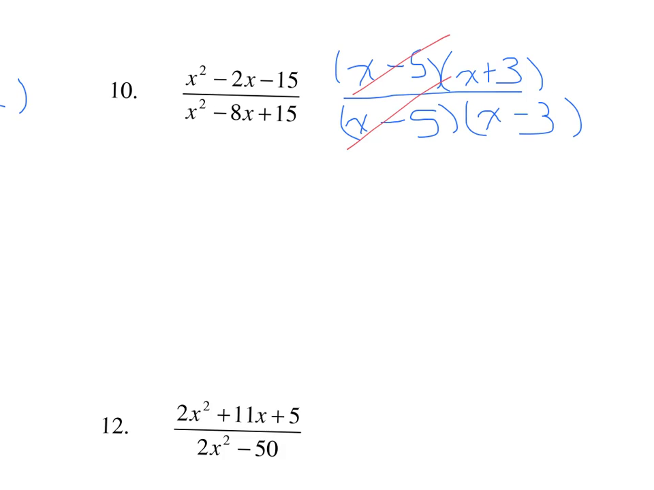So we can cancel these x minus 5s. And that leaves us with x plus 3 over x minus 3. Do not make the mistake of canceling these. These x's are terms and these 3's are terms. They cannot cancel.